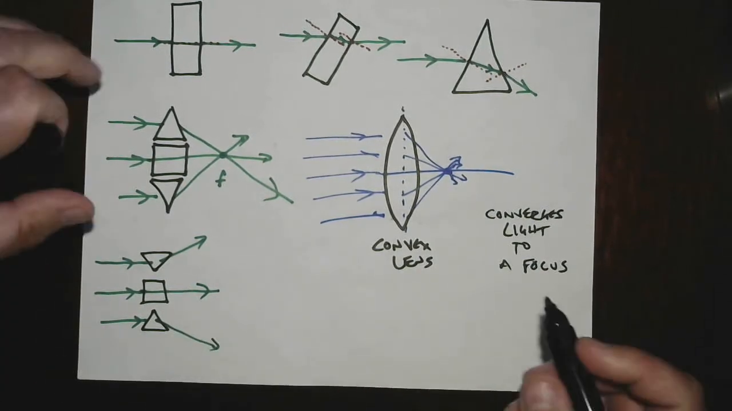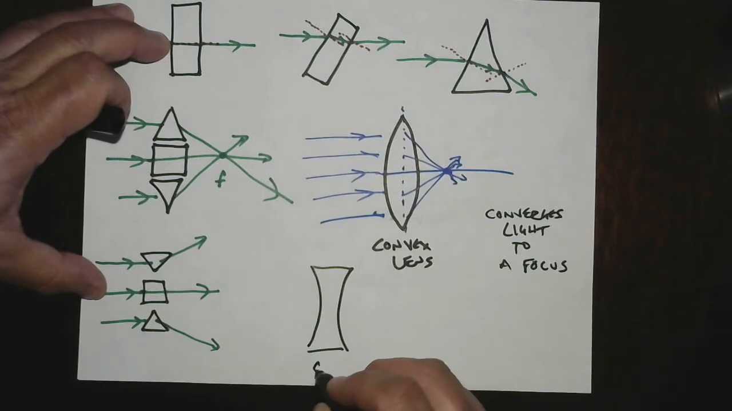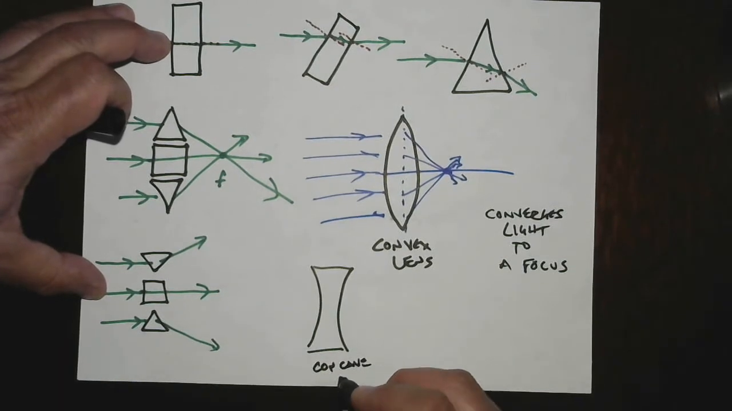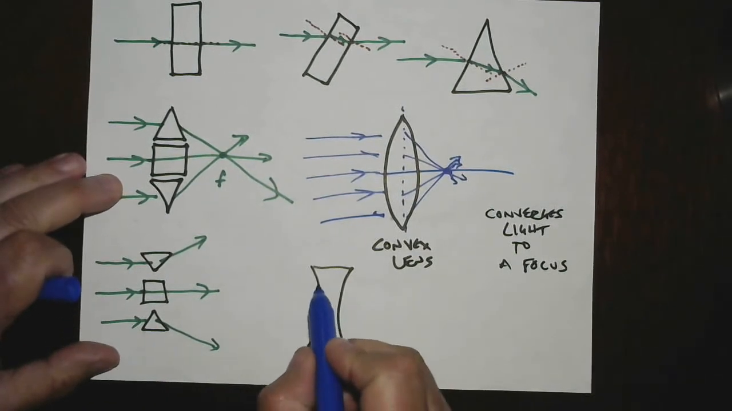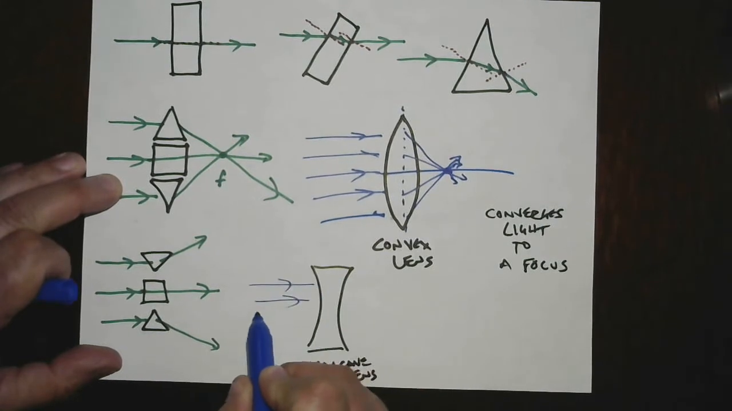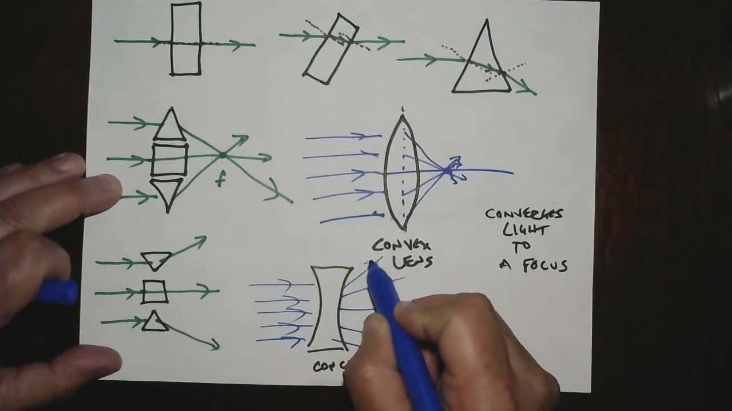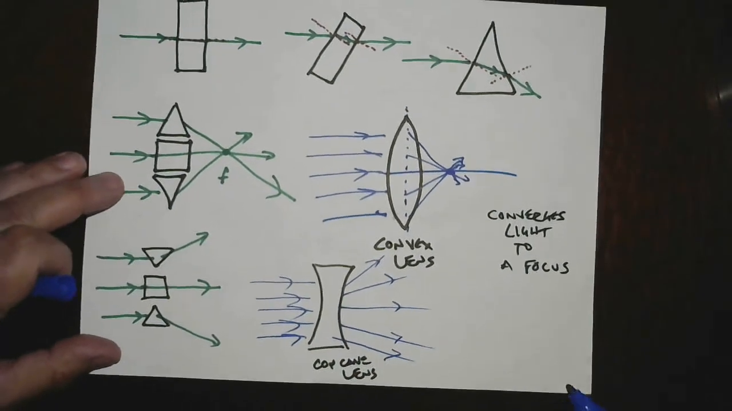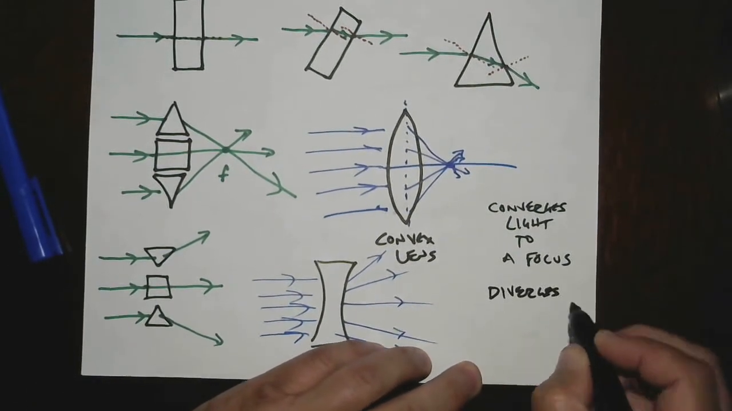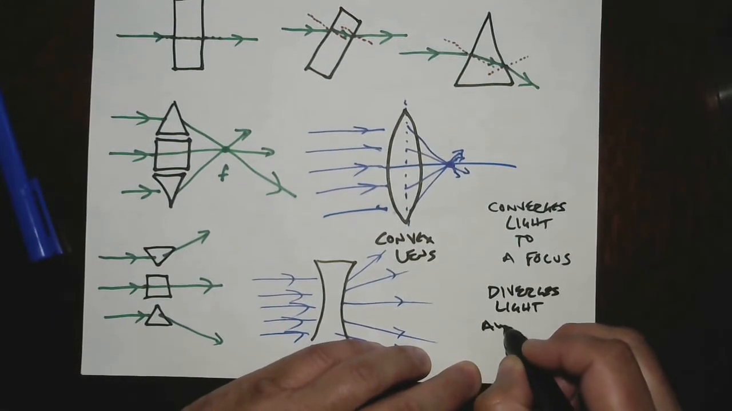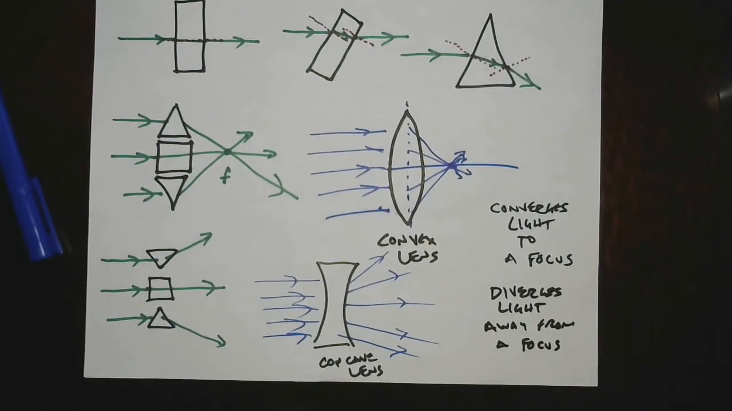This kind of light, that's really interesting. This kind of lens, excuse me, is fat on either end and is a concave lens. This kind of lens takes parallel rays of light and diverges them, spreads them out. No focus. So this diverges light away from a focus. Wait, what do you mean away from the focus? Hold on. Well, check it out.